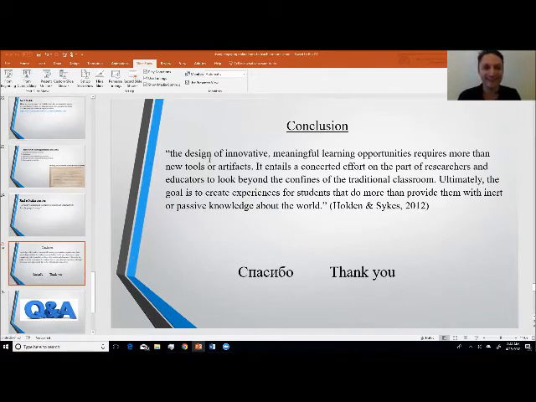The last thing I'll say is, this is a quote from Holden and Sykes. Sykes also works at CASTLE. She's the director of the program there. And she says, the design of innovative, meaningful learning opportunities requires more than new tools or artifacts. It entails a concerted effort on the part of researchers and educators to look beyond the confines of the traditional classroom. Ultimately, the goal is to create experiences for students that do more than provide them with inert or passive knowledge about the world.